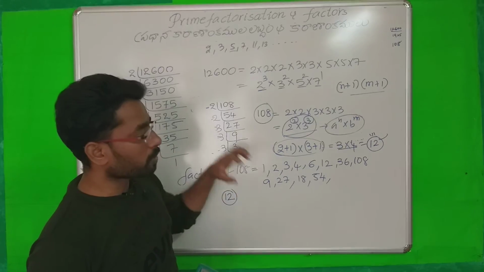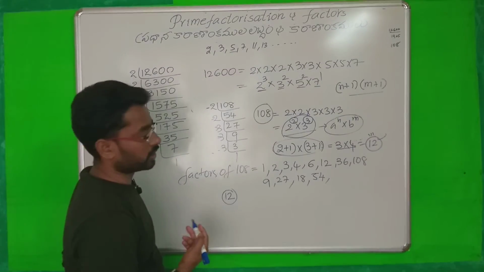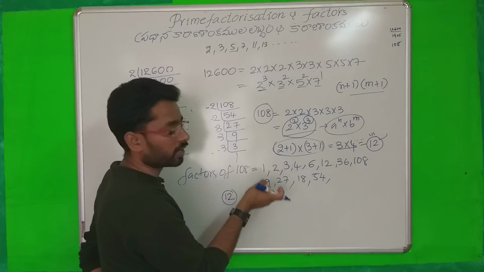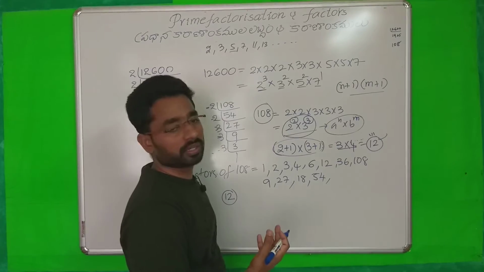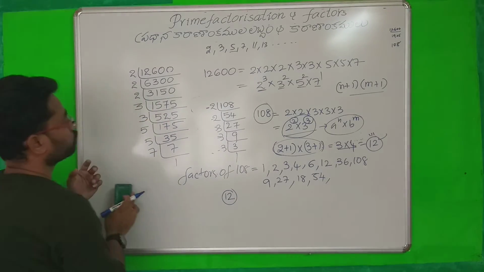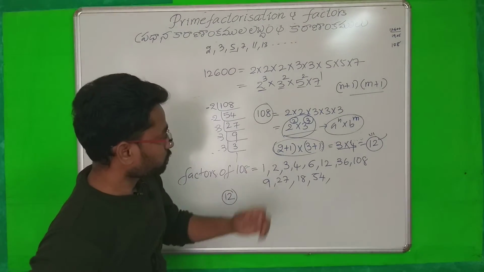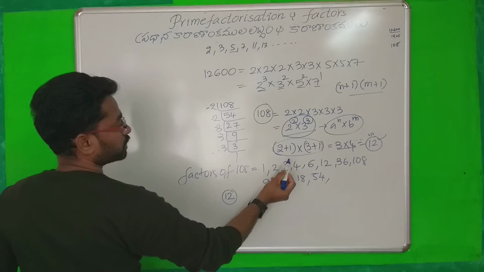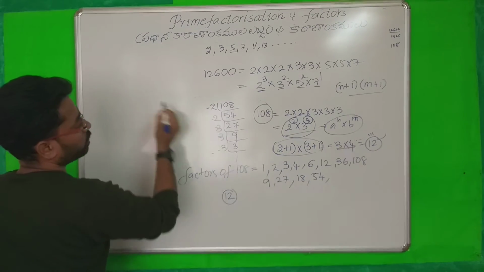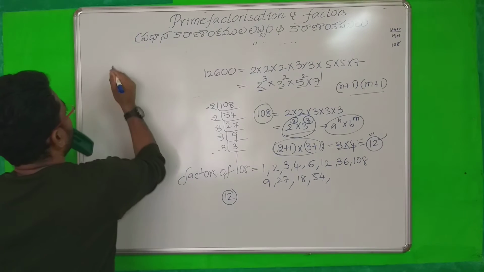Next, the sum, meaning by adding all these factors, what you are going to get. By writing the factors and adding them, the process is very lengthy, but you have a shortcut. So this is the number of factors we have written. Now I am going to write the formula for the sum.